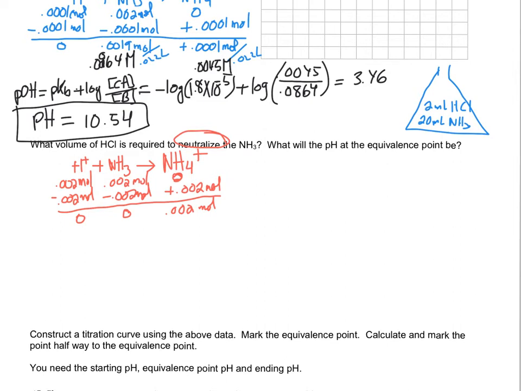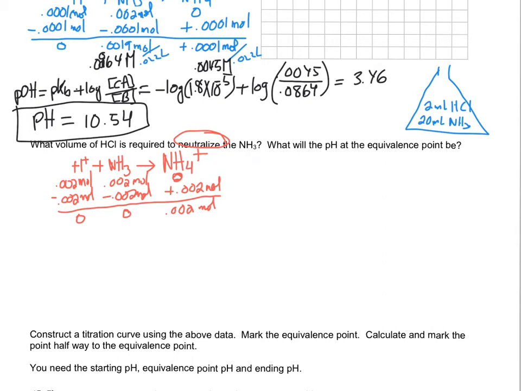Now, if I wanted to find the pH at the equivalence point, all I need to do is find the molarity of this. This is my only thing that's left over. It's NH4+ that can undergo hydrolysis. So I need to find the molarity of this and do an ICE chart with it for the hydrolysis equation. Problem is, I don't know what the volume of HCl is to tell me what my total volume is so I can find my concentration. That was one of the questions.